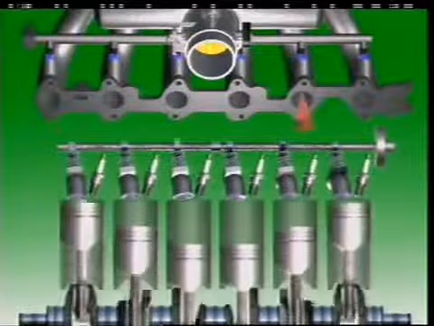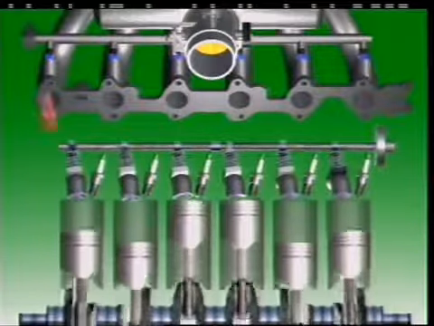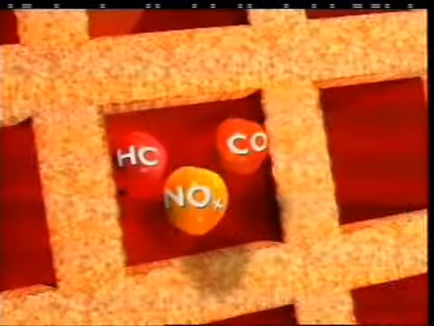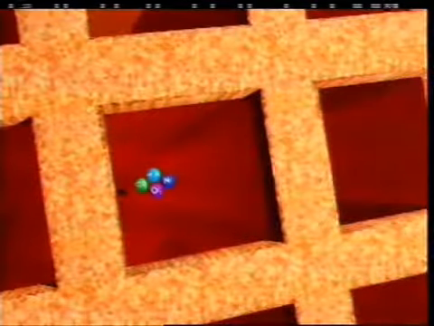In modern vehicles, carbon monoxide emissions have been reduced by better engine designs and by chemically treating the exhaust gas.